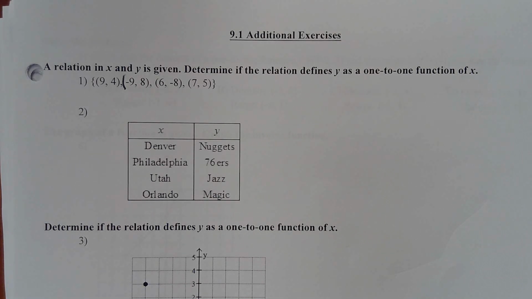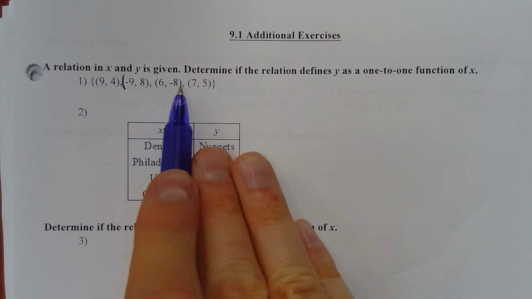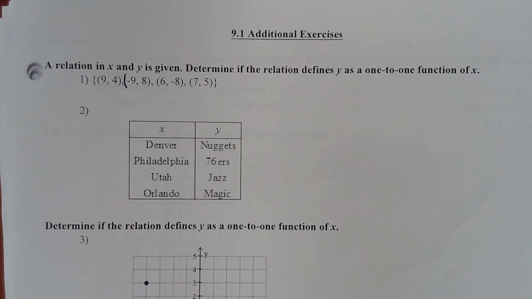So first, is it a function? Check your x values. We have no repeating x values. Good, so each x value is going to a y value, so it's a function. Now we have to see if it's one-to-one. So we check the y values. Do we have any y values that repeat?